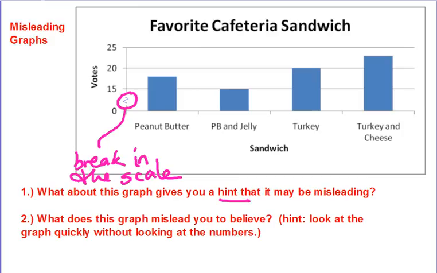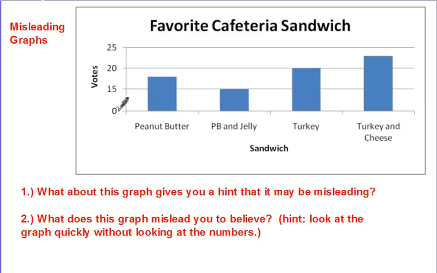If you look at your scale, remember scale is how much you count by, you see that from here to here is 15 votes. That from here to here is 5, and from here to here is 5. So do you see that they're not counting by the same thing each time? That's another hint, and you can see that something is off.